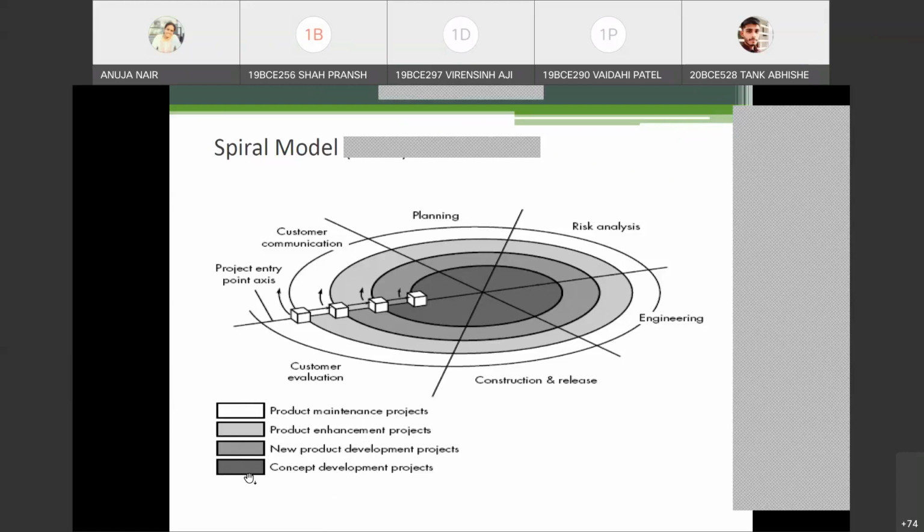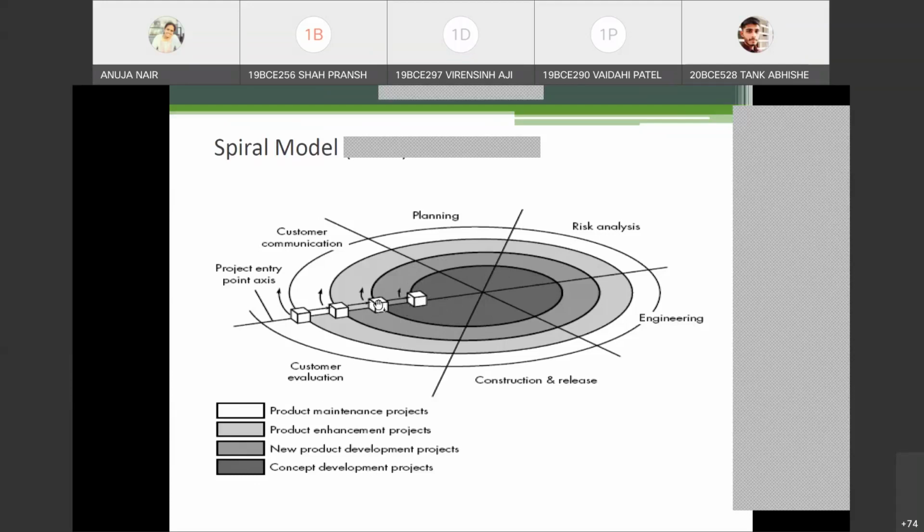So let us start. What you are doing, your phase starts from here, right? This is your starting point. So this dark color is what? Concept development. So you are here for developing the concept of your project. You first do communication, then you do planning, then you do risk analysis. Now I'll come to risk analysis later on. Then you do engineering, then you do construction and release, then you evaluate. Customer evaluation means whether the customer is satisfied with what you have done or not, right?